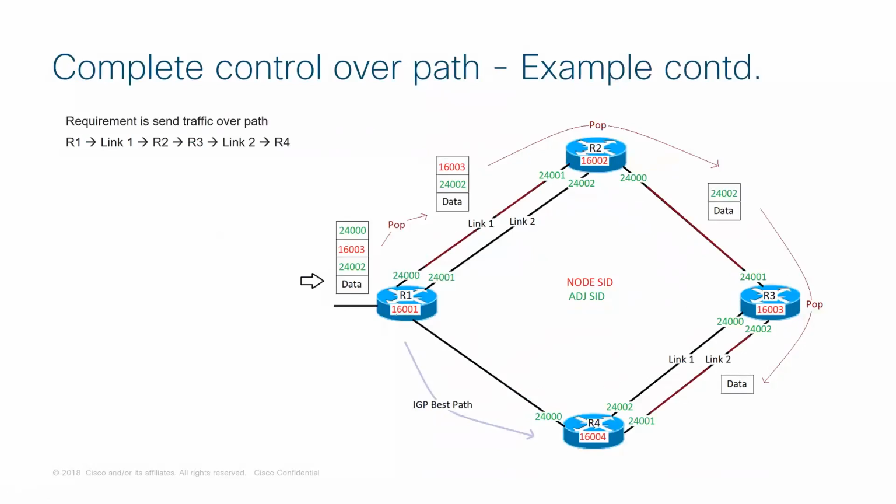Okay, let me finish this example. After that, if you have doubts, please let me know. So the goal is to reach R4 somehow. The best path to reach R4 is R1 to R4. So if I put the top label as 16,004, yeah, sorry.